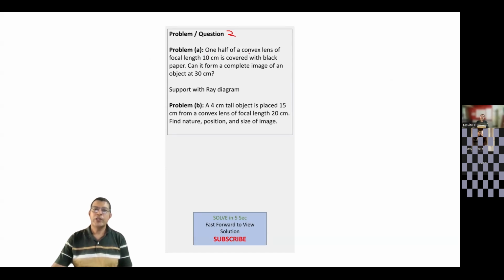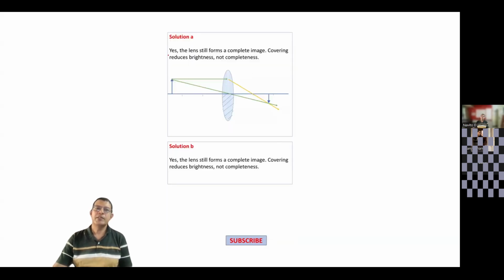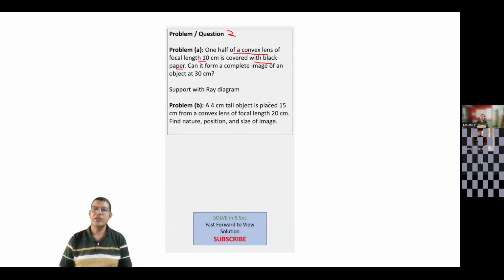One half of a convex lens of focal length 10 centimeter is covered with black paper. Will the image be formed? Tell me first whether the image will be formed. Image will be formed. The lens will complete the image, because one ray will go parallel to the principal axis, and the other will go through the optical center and pass straight. It is covered, and focal length is 10, and the object is at 30 centimeters.